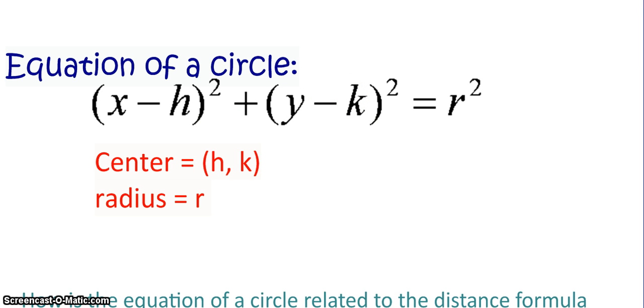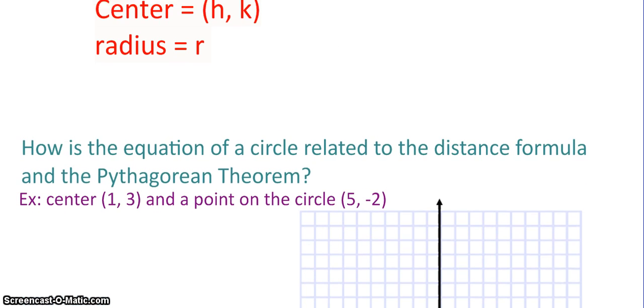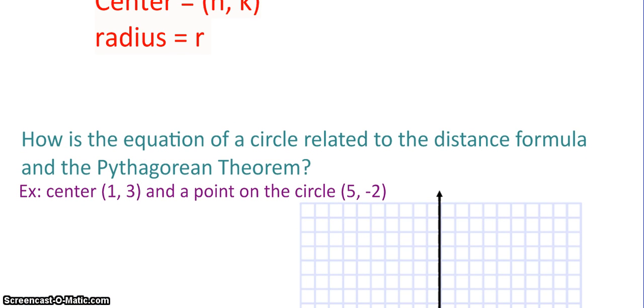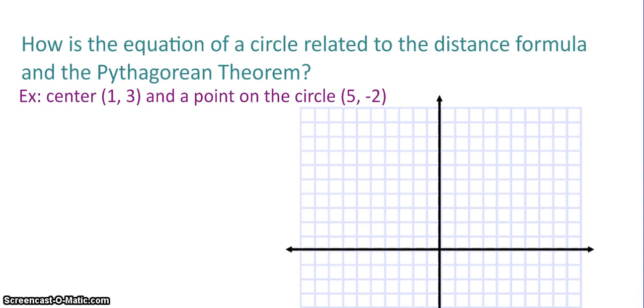Also, notice on your packet that you were given the Pythagorean Theorem and the distance formula in this circle unit. And that's because the Pythagorean Theorem, the distance formula, and the equation of a circle in standard form are all the exact same thing. Well, why is that? So, how is the equation of a circle related to the distance formula and the Pythagorean Theorem? Great question. I kind of already answered it, but we're going to show or prove how they're related.